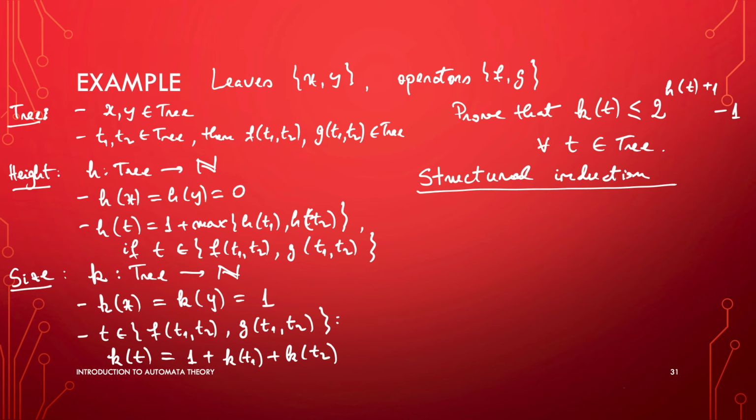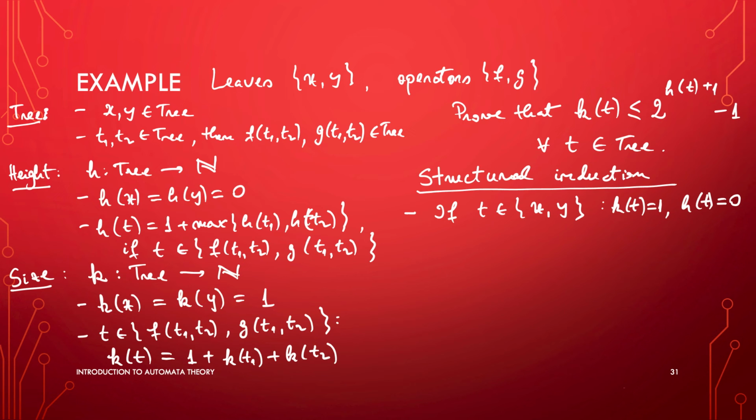The induction base is about looking at trees that are formed by single leaf nodes, X or Y. So if T is simply just X or Y, then the size of T is 1 and the height of T is 0. And obviously the condition is satisfied. We have that 1 is at most 2 to the power 1, minus 1, and so this is clearly satisfied.